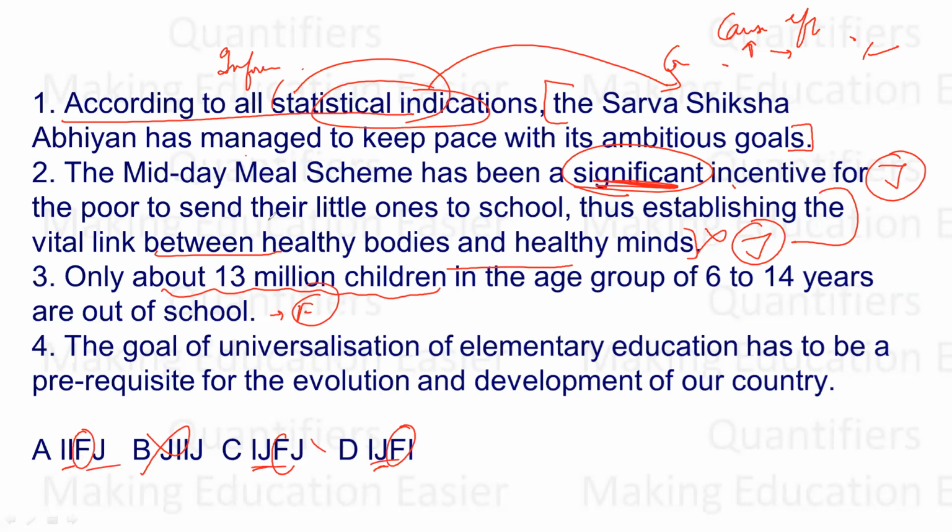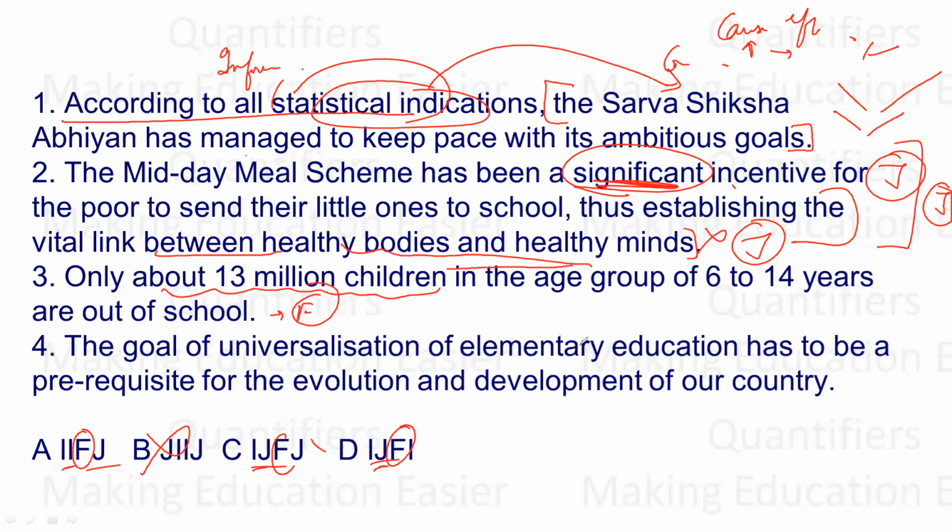I hope you are clear why this is a judgment and not an inference, because there's no cause and effect here. There's no result here. There is nothing which can be known. This is just typically somebody feeling that it is a significant incentive because it acts as a vital link between healthy bodies and healthy minds. But can it be verified? It cannot be. So it's not an inference.